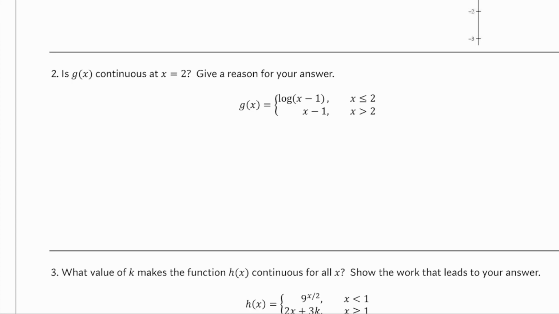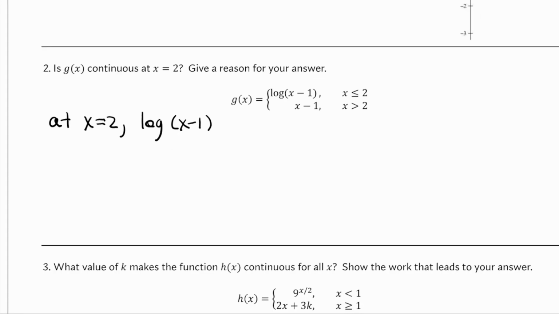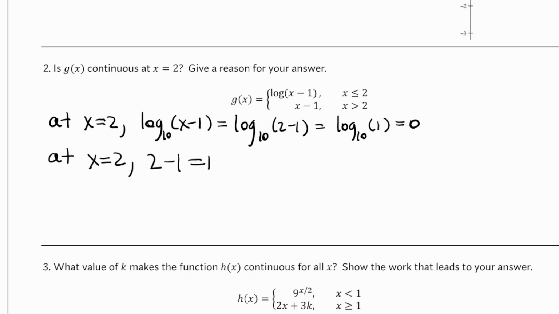The next one is g of x continuous at x equals 2? Well, at x equals 2, log of x minus 1, okay, that's log base 10. Log base 10 of x minus 1 is equal to log base 10 of 2 minus 1, which is equal to the log base 10 of 1, and when evaluating that, you're asking yourself, what exponent do I put on 10 to get 1? And that would be the 0 exponent. Okay, and then I'd say, well, at x equals 2, 2 minus 1 is equal to 1.